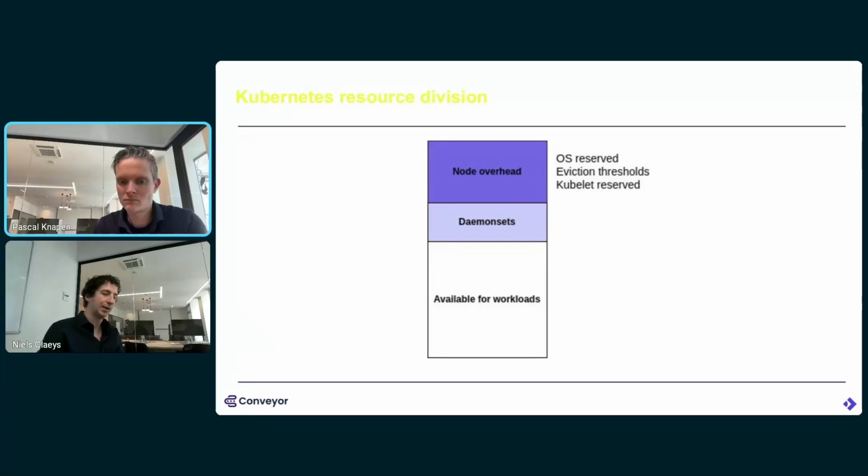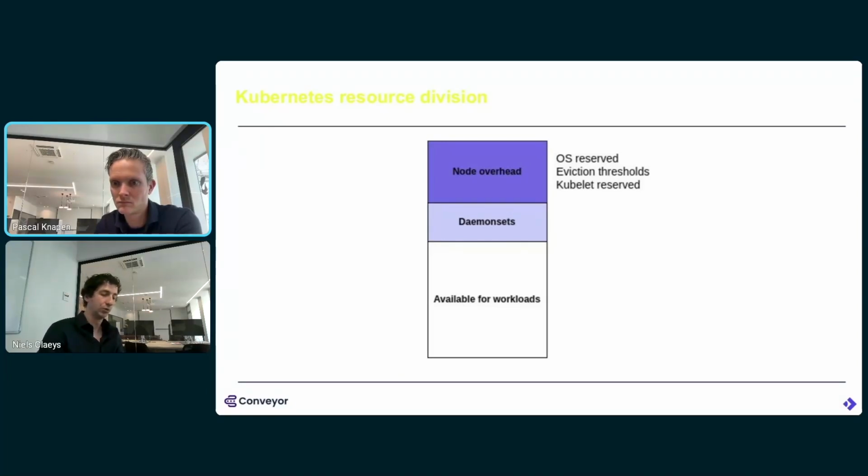The second thing is the daemon set overhead. Daemon sets are components that you as a Kubernetes administrator install on your cluster, and they will run on every node. This means that this overhead will be present on every node, so you want to minimize that as much as possible. What is left is actually usable for your workloads.